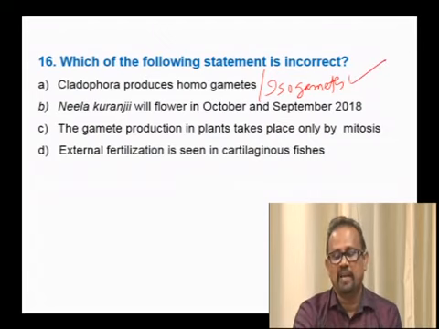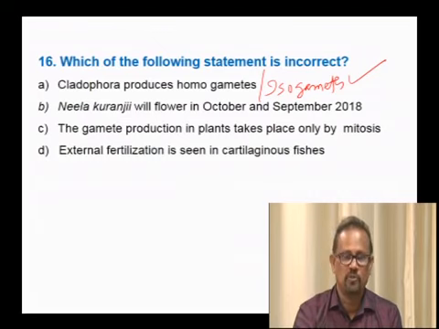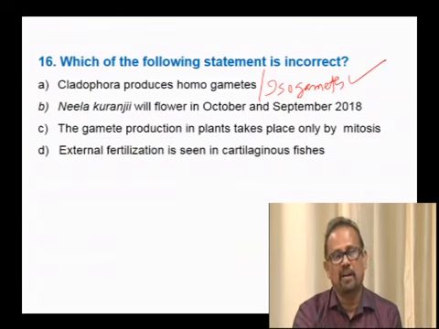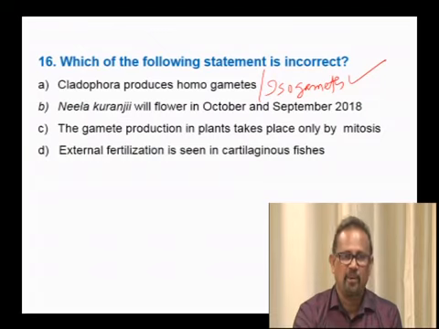Neelakuranji will flower in October and September 2018. So that is the next month. If you go to the hilly regions of Kerala, Tamil Nadu and even Karnataka, you can see the flowers which bloom in the next month, because Neelakuranji is a perennial polycarpic plant which produces flowers once in 12 years. Last time it flowered in the year 2006. Therefore, this is also the correct statement.